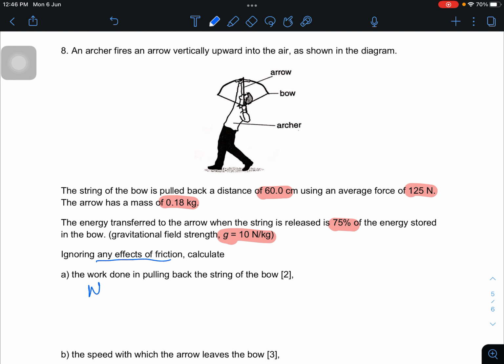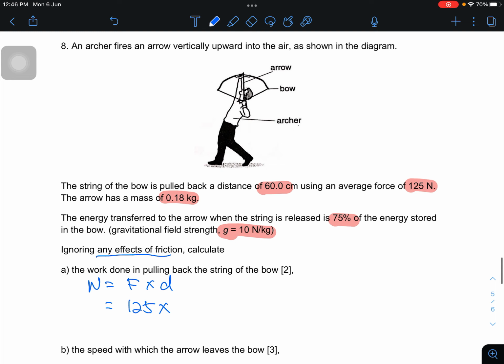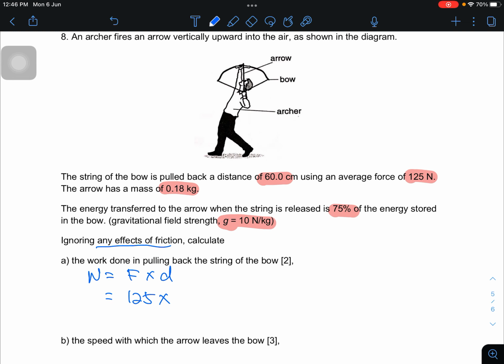Work done, showing formula: force times distance. What is the force needed to pull it back? They say 125. What is the distance? They told you 60.0 cm. Please change it to SI unit, because in this case, the work done has an SI unit of joule. Unlike your moment, where it's just Newton meter, Newton cm, Newton millimeter, it doesn't matter. But for joule, it matters. It has to be strictly Newton multiplied by meters. So I'm going to convert it. So it's 125 times 0.6. Answer is 75 joule.